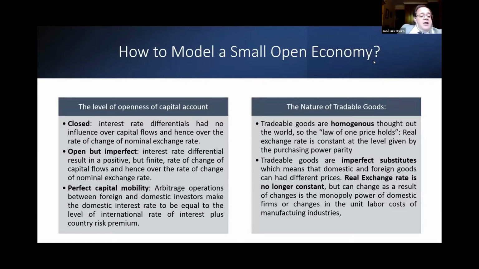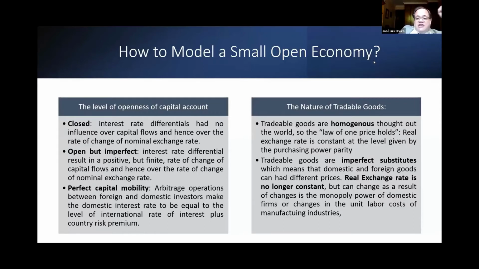And finally, we have the textbook case, perfect capital mobility in the Mundell sense, where arbitrage operations between foreign and domestic investors make the domestic interest rate equal to the level of the international rate of interest plus the country risk premium.